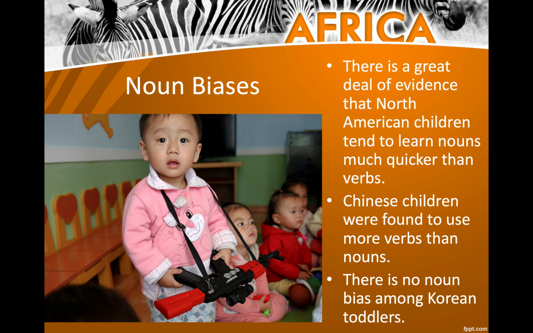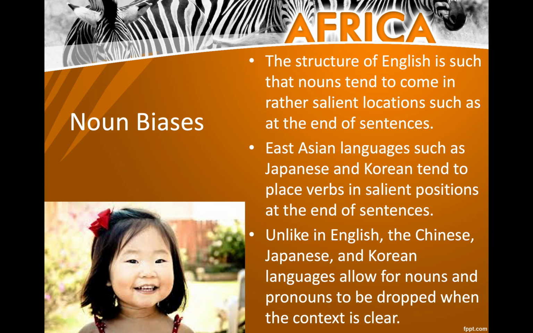So when you learn English, the first thing you learn is the nouns. Ball. And then you learn the verbs. Hit ball. The structure of English is such that nouns tend to come in rather salient locations, such as at the end of sentences. East Asian languages, such as Japanese and Korean, tend to place verbs in salient positions at the end of sentences. Unlike in English, the Chinese, Japanese, and Korean languages allow for nouns and pronouns to be dropped when the context is clear.